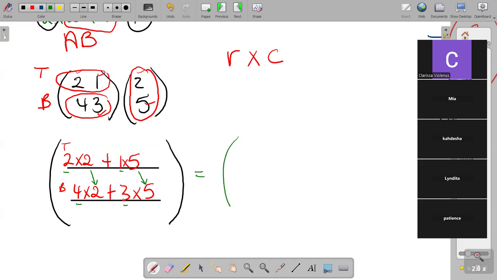So what is our final answer? 2 times 2 is 4, plus 1 times 5 is 5, 4 times 2 is 8, 8 plus 3 times 5 is 15. So my final answer is 9 and what? 23?